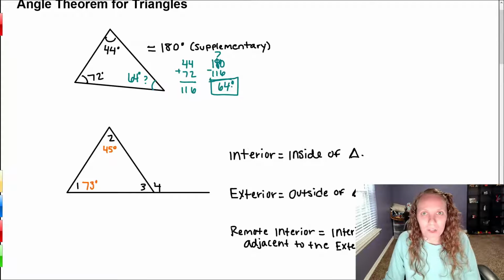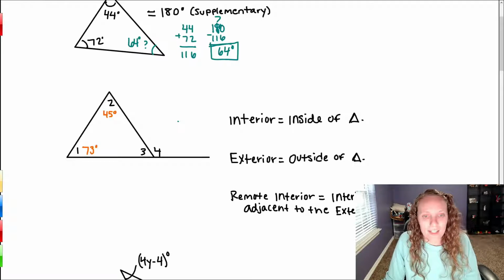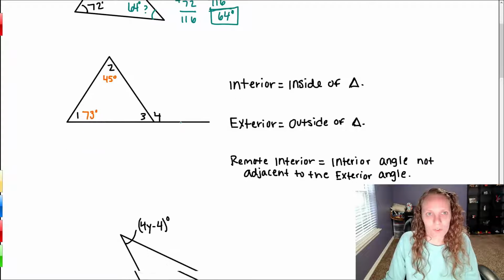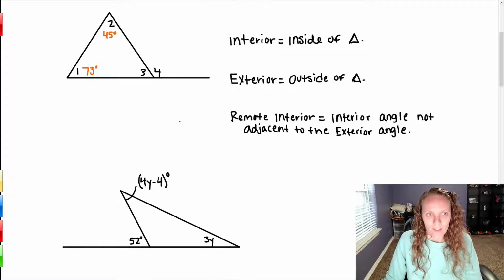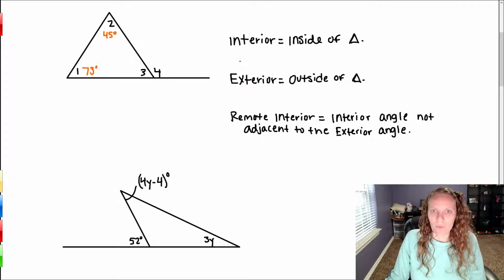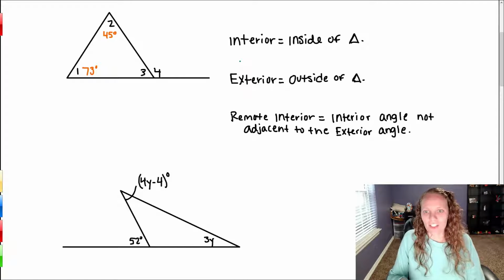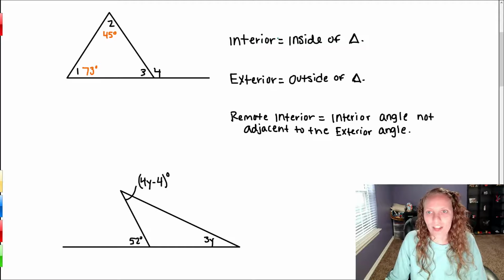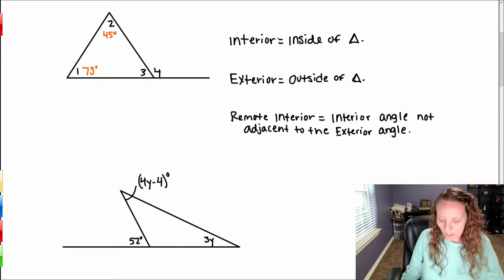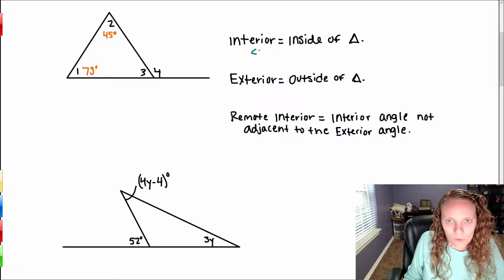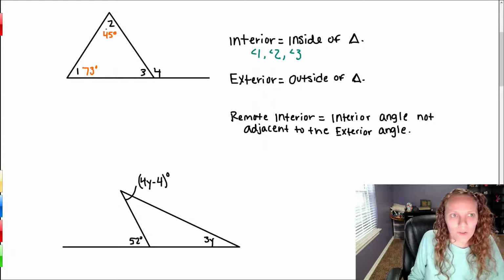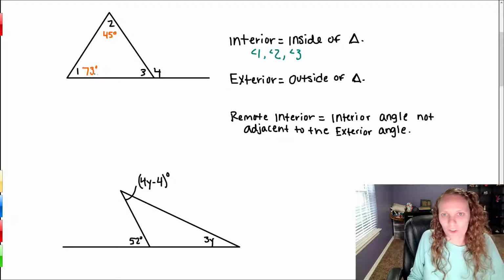Now we're going to take what we know about a triangle and apply it to interior and exterior angles. We're going to use this picture and define what an interior, an exterior, and a remote interior angle is. An interior angle is an angle inside of a triangle. So for example, angle 1, angle 2, and angle 3 are all interior angles because they are inside of the triangle.